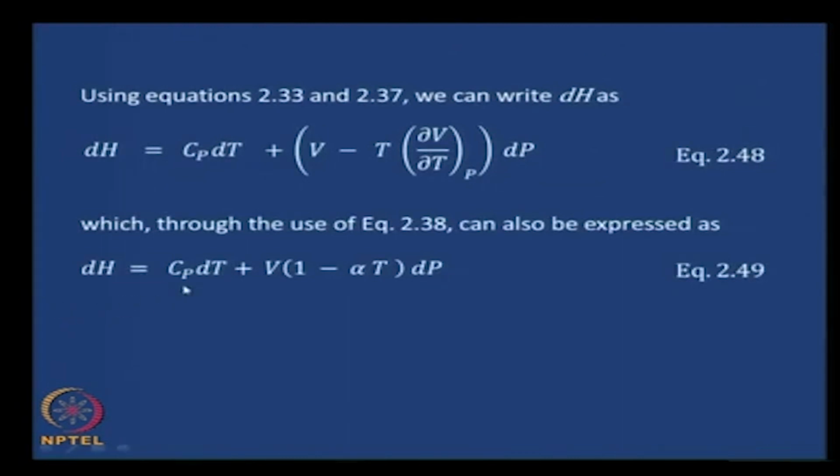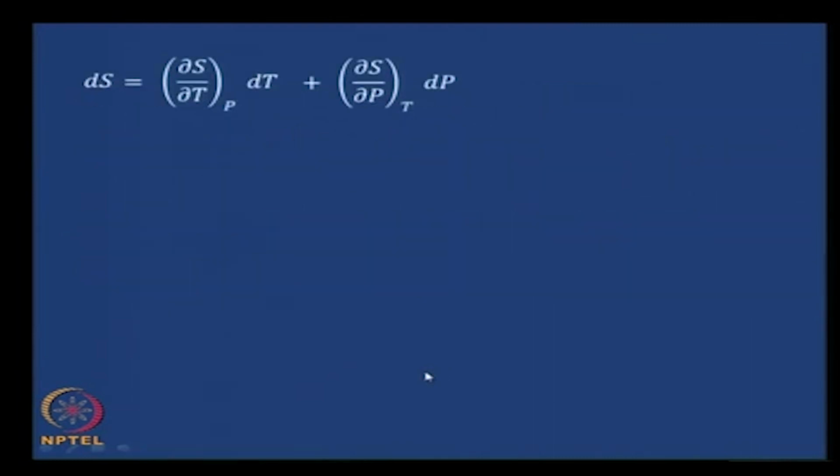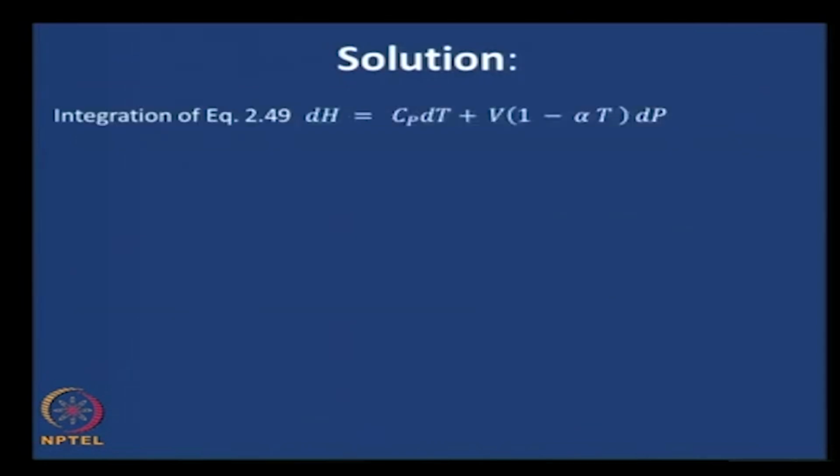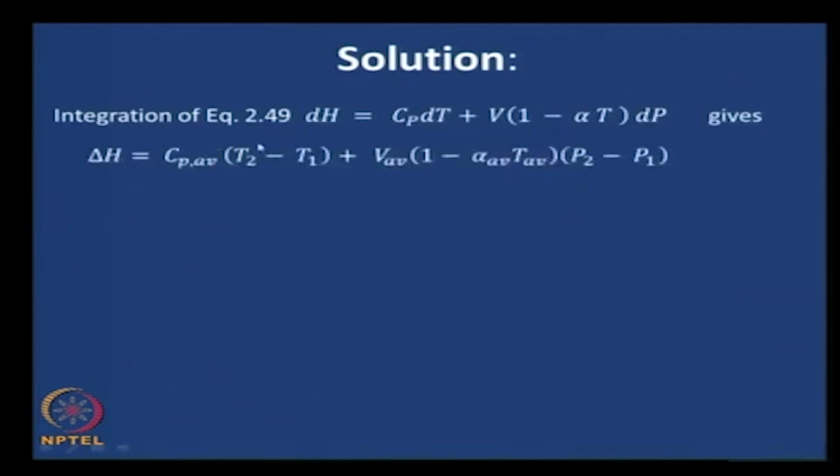dH equals Cp dT plus V into 1 minus alpha times T dP. If we integrate this, yeah, that is the equation there, we will get delta H here, and this is straightforward integration. Cp dT, therefore it is Cp average times T2 minus T1.